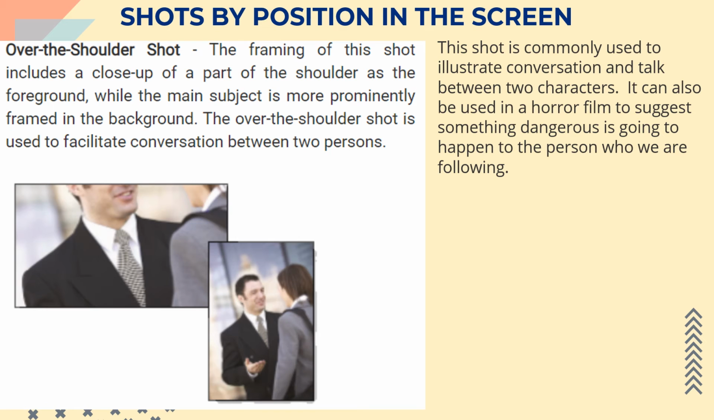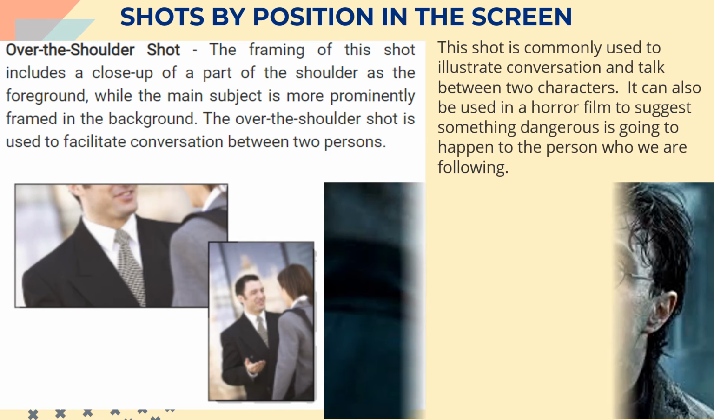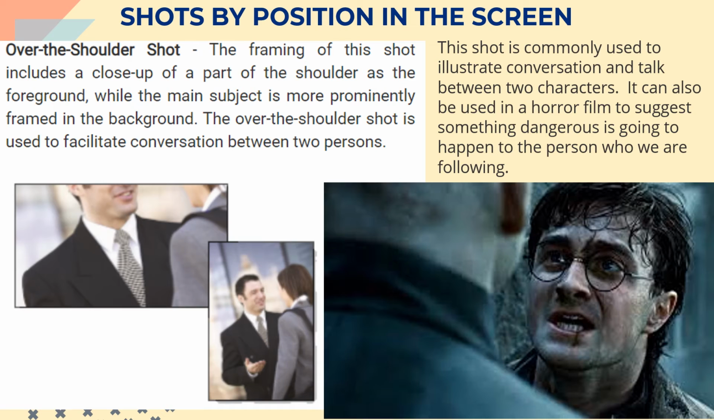It can also be used in a horror film to suggest something dangerous is going to happen to the person who we are following. So another example of an over-the-shoulder shot is from the movie Harry Potter. This is a popular shot where a subject is shot from behind the shoulder of another, framing the subject anywhere from a medium to close up.